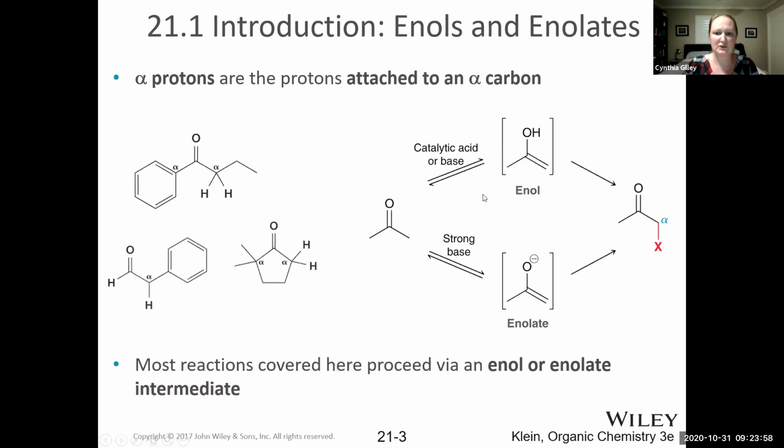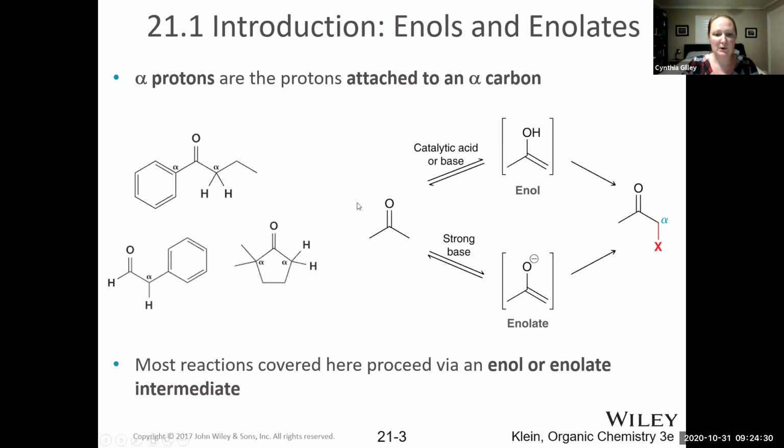Let's look at the difference in structure between an enol and an enolate. Notice that the enol has an alcohol directly attached to a carbon-carbon double bond, or an alkene. The name is derived from alkene-ol. And we form it from a ketone or an aldehyde that has an alpha position with at least one hydrogen attached, using catalytic acid or base.